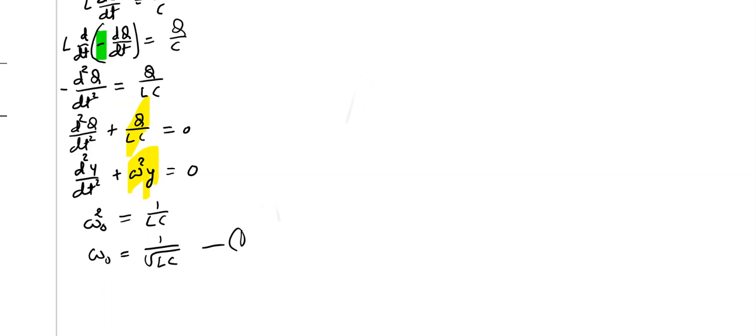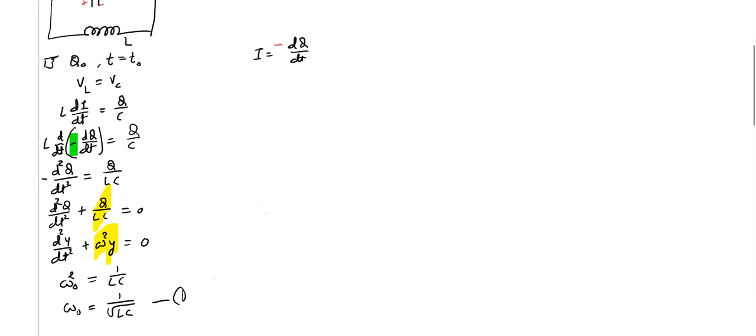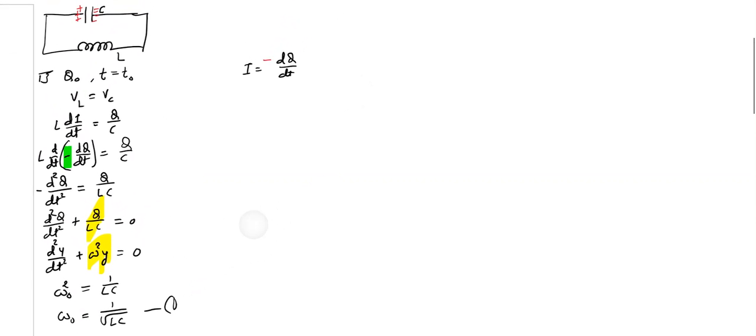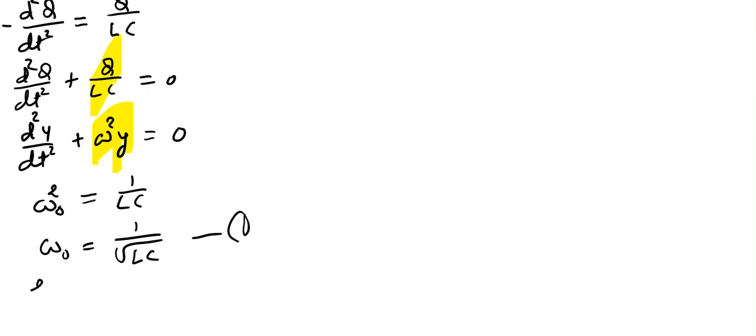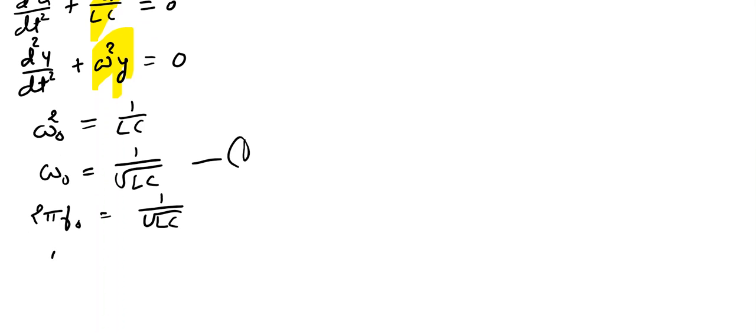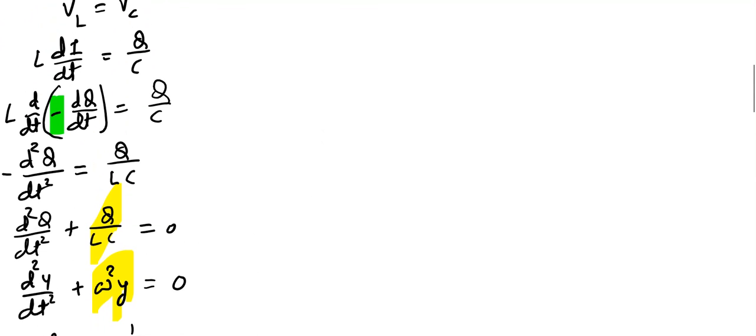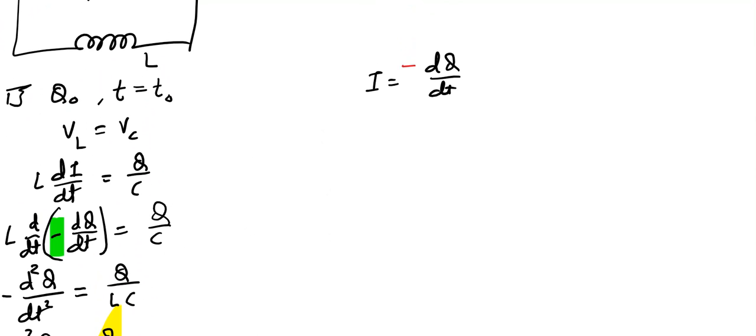What is this omega? This is the angular frequency with which charge will oscillate. If you take this to be 2 pi f0, then f0, that is the frequency of oscillation, can be given as 1/(2 pi root LC). So that is the frequency of oscillation.